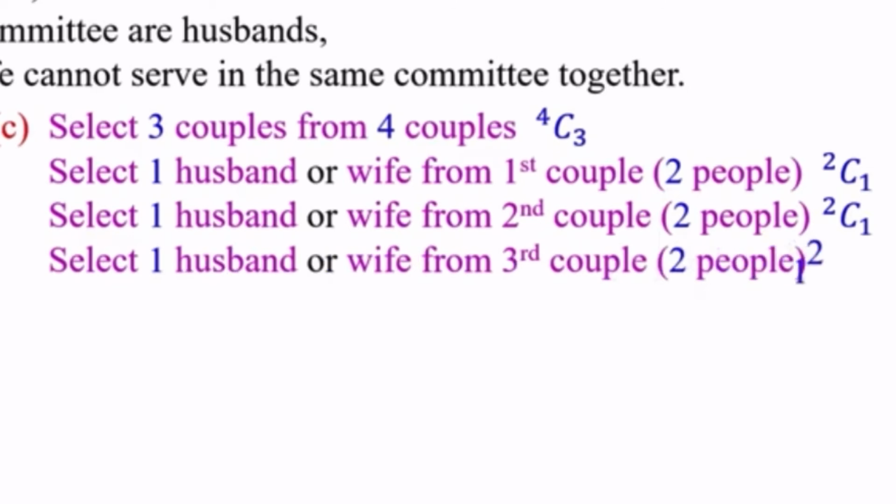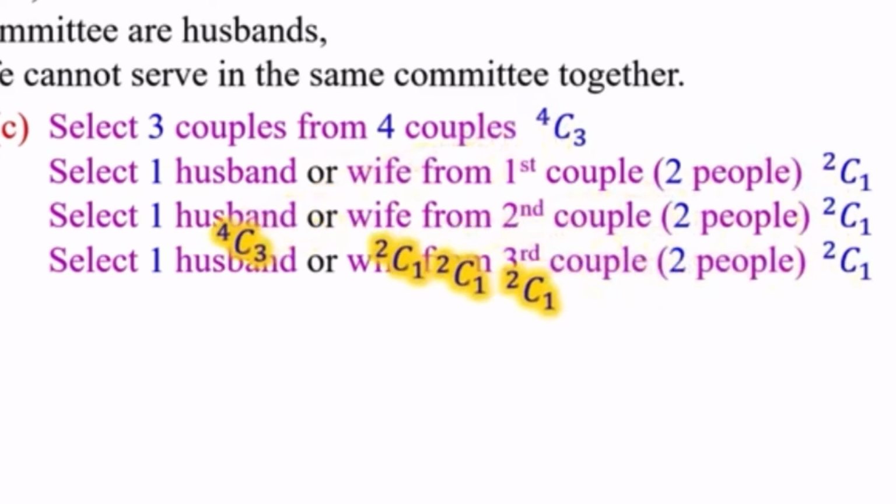It's also 2C1 because 1 couple is just 1 person choosing from that couple. 1 couple is 2, right? So you just choose 1. So each group will choose 1 husband.